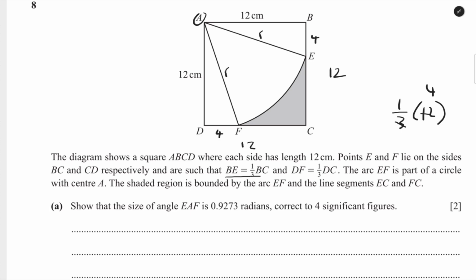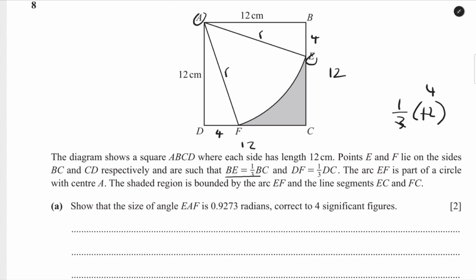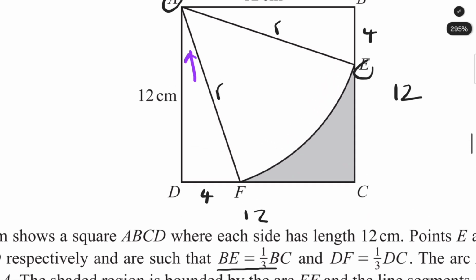Then part A says, show that the size of angle EAF, it's this angle right here, is 0.9273 radians, correct to 4 significant figures, right? And for that we are going to try and get this angle right here. Then we multiply it by 2 because it's also equal to this one. Then we subtract that value from 90 because we know this whole angle is 90.